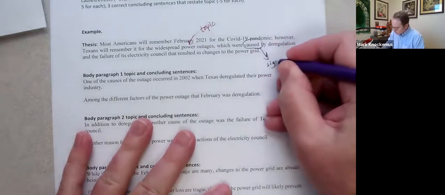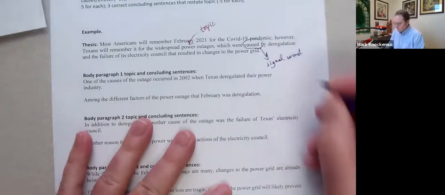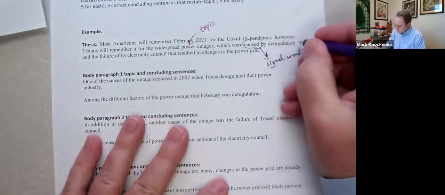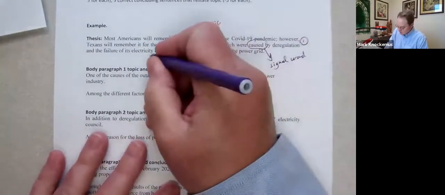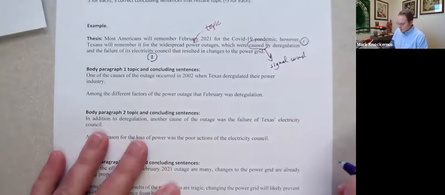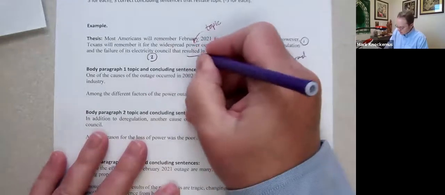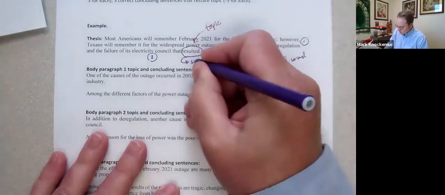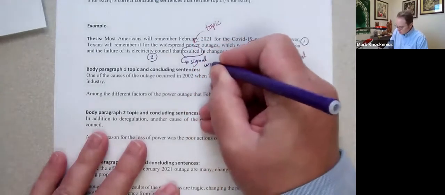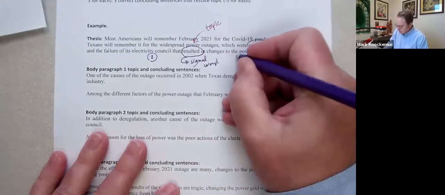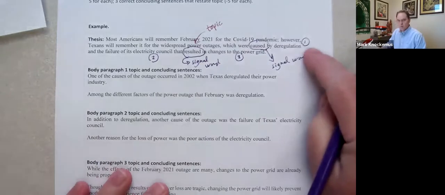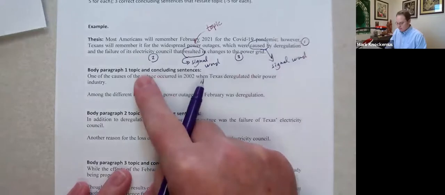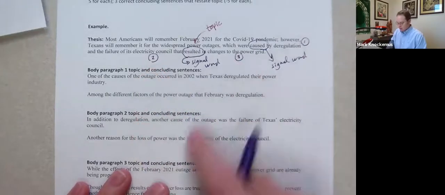That's a signal word. By deregulation, 1, and the failure of its electricity council, 2, that resulted, what was that? That's another signal word. And changes to the power grid. Boom. So now, in order, point 1 gives me my first topic sentence and concluding sentence, then 2 and 3.